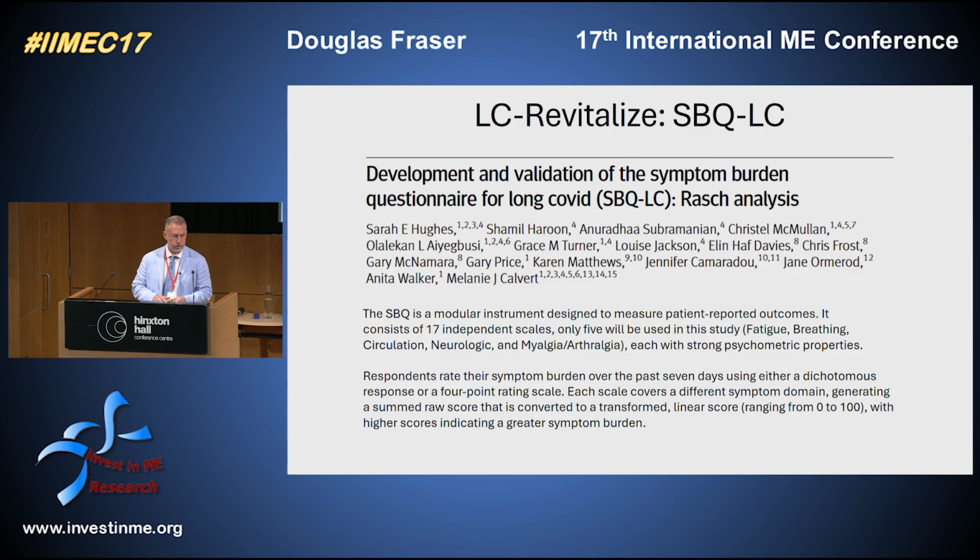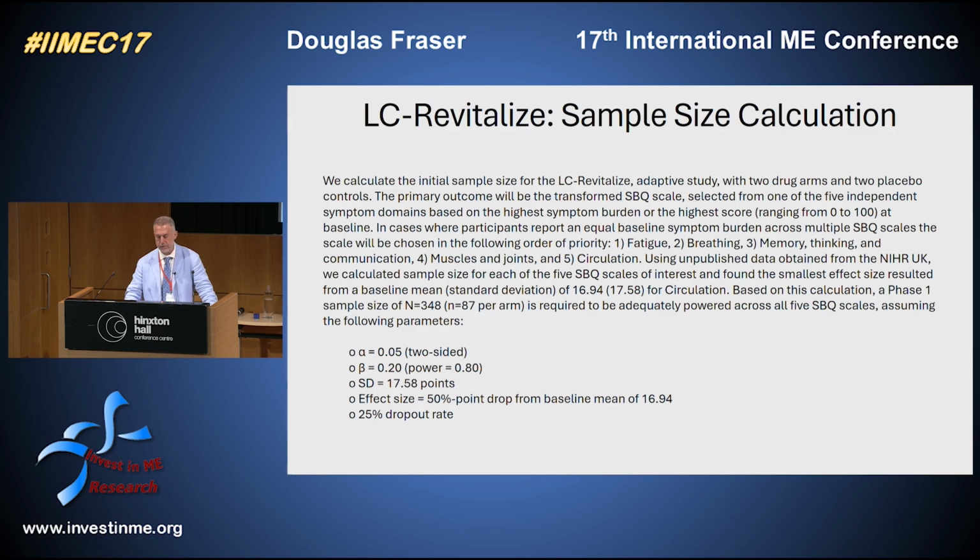So we did use a fairly traditional sample size calculation based on this information, and using this unpublished data, we were able to calculate the required sample size on all 5 SBQ scales, and the smallest effect size was the one that we really focused on to make sure we got all 5. And based on this calculation, our phase 1 sample size is going to be 348 patients, or 87 patients per arm, and we feel that would be adequately powered across all 5 scales with the assumption of the parameters as seen. We've included a dropout rate of 25%, and what we're looking for is at least a 50% drop in symptom score.